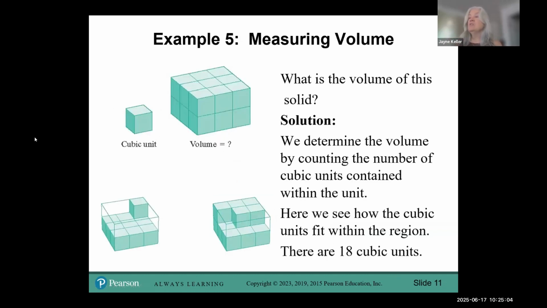So to measure volume, we just think how many cubes would it take to fill a particular space. You can see in this example, this cube here, the bottom square is 3 by 3, and then there's a second square stacked on top of it. So it's 3 by 3 by 2. So I would need 18 of these little cubic units to fill it up.